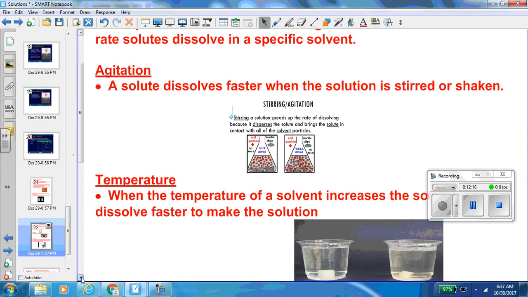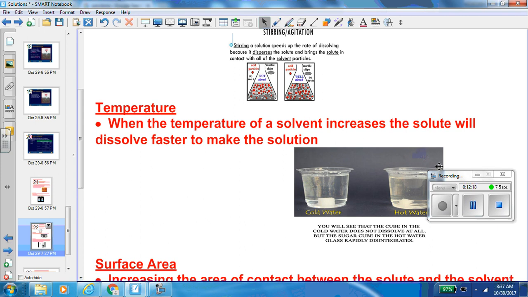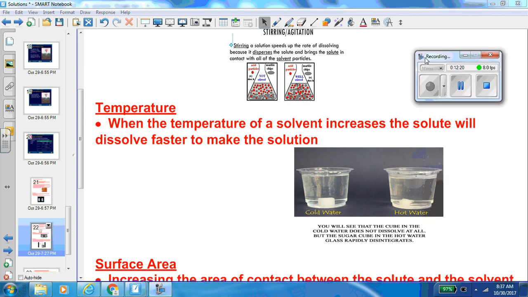Temperature is another factor that will affect how quickly a solute is going to dissolve. When the temperature of a solvent increases, the solute will dissolve faster to make the solution. For example, if I'm trying to dissolve sugar, sugar is going to dissolve a whole lot quicker in hot water than it would in cold water. Okay, so increasing the temperature will also increase the rate of dissolving for a solute.